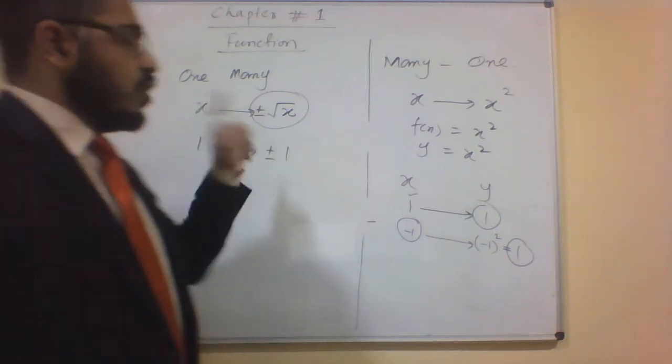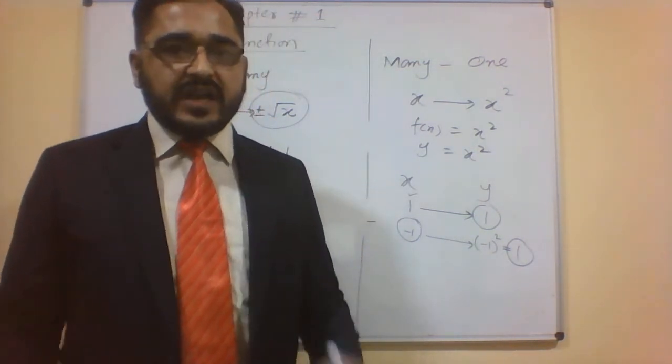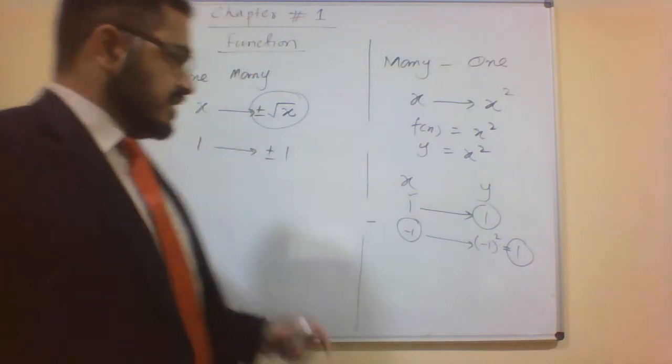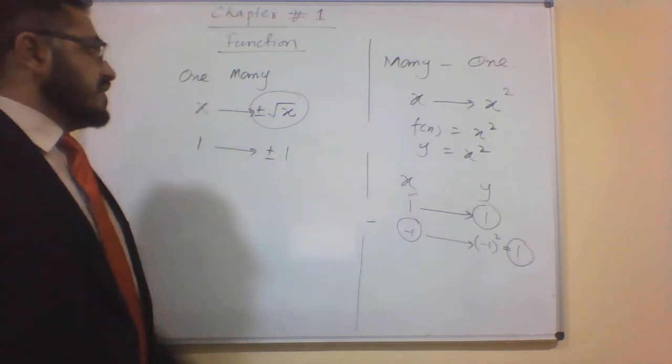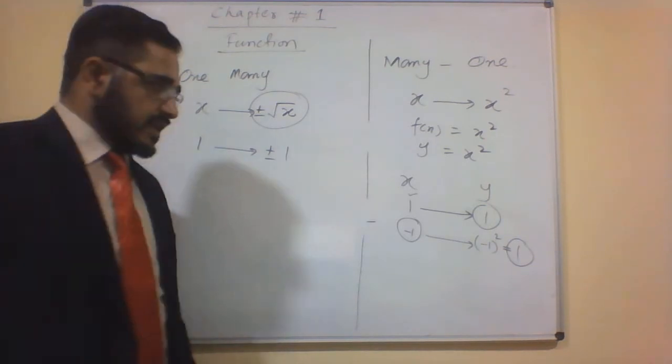On one value of x we are getting two different values of y. From one value we are getting many values. Due to that we are calling it one-many.